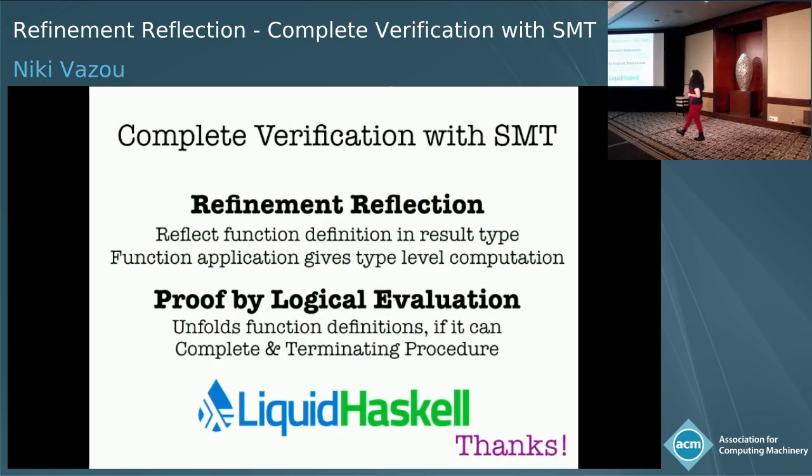So in short, I presented complete verification using SMTs. The techniques are two. You use refinement reflection to basically reflect the implementation of functions into the refinement of the result type. And this means that every time you are applying a function, this translates to type-level computation. And then this allows you to prove many properties, but the proofs are big. So we use proof by logical evaluation that automatically unfolds your reflected functions so that it shrinks the proofs. And all these are implemented and evaluated in Liquid Haskell.